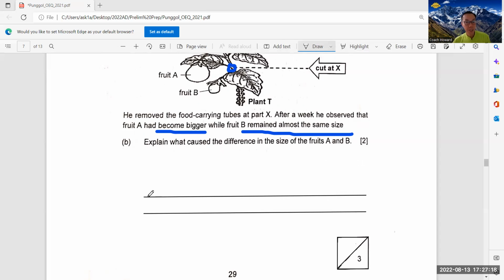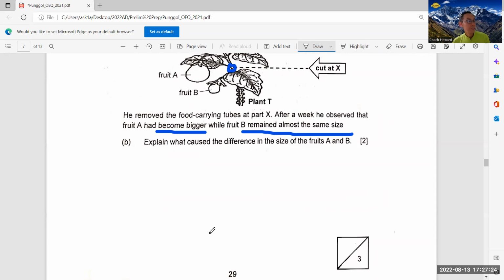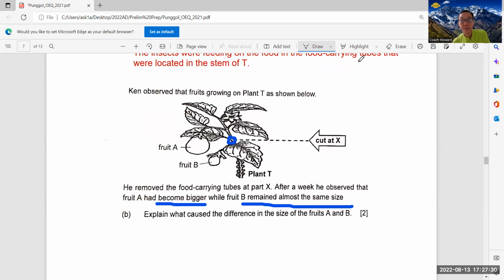So actually, if you observe the plant, most of the leaves are above the cut at X. Can you see this part? If I remove this part, there are leaves here, right? So fruit A and most of the leaves are located above cut X. So the food made by these leaves can be sent to fruit A. Okay, but you see fruit B? Okay, fruit B is below the cut X. So the food that is made by the leaves during photosynthesis cannot be sent to fruit B.